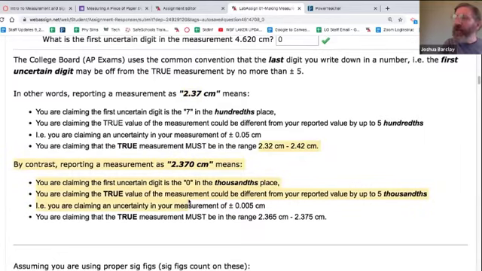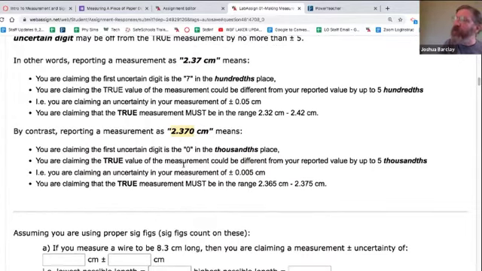By contrast, this is different. If you said the measurement was 2.370 centimeters, you're claiming the zero is uncertain, and it's in the thousandths place, so this is the uncertain digit. That means you're saying the true value could differ by 5 thousandths. How do we know that this person is claiming that this number might go up or down by 5 thousandths? What is it about that number, 2.370, that says the uncertainty is 5 thousandths?